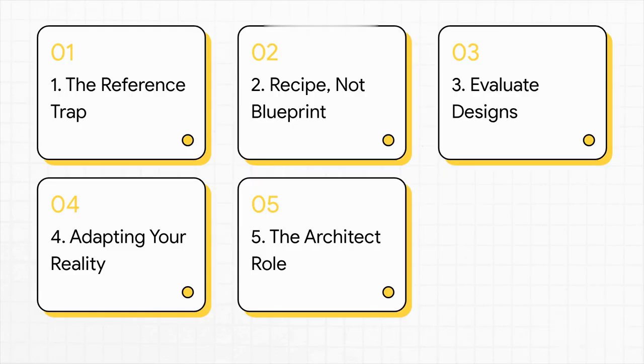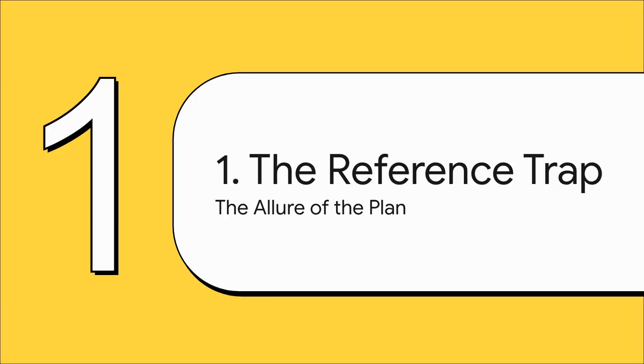That's exactly what we're here to tackle. First, we're going to talk about the common trap that these architectures set. Then we'll get into a really crucial mindset shift, thinking of them as a recipe, not a blueprint. After that, I'll give you a simple 3-step process to break down any design. We'll walk through a real-world example, and finally, we'll talk about what the true role of an architect looks like today. Okay, let's kick things off with section 1, the reference architecture trap.